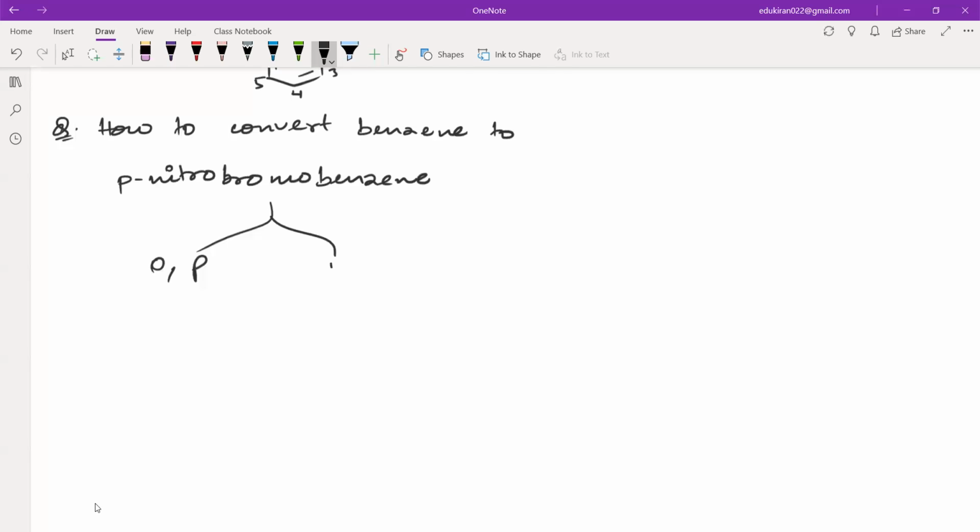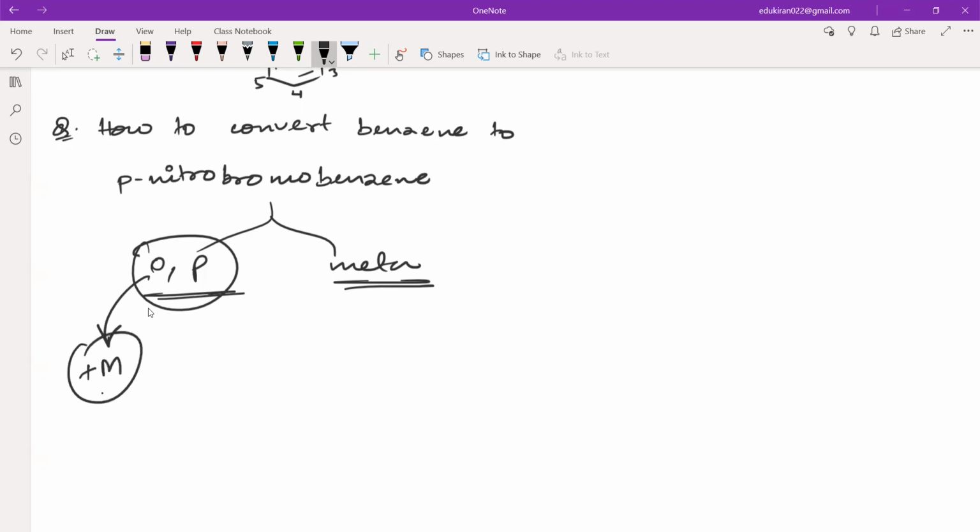Now here we have to produce, tell me what type of product? Ortho-para product or meta product? Para substituted or meta disubstituted? Ortho para. So ortho para will be given by plus M group or minus M group? Plus M. Add plus M group first.